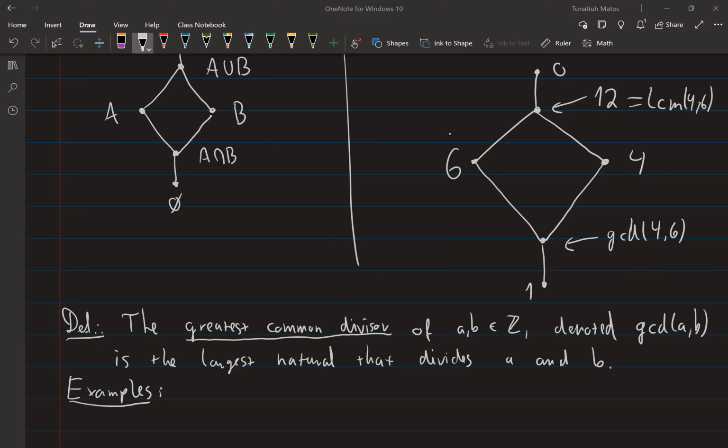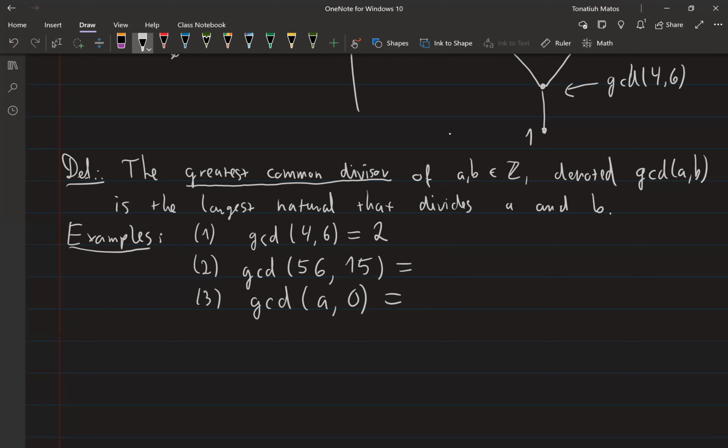What about something more sophisticated like 56, I don't know, and 15? What can you say about the GCD between these two? What is the greatest common divisor between an integer and 0? Everything divides 0, right? What do you think this should be? And then we can prove the first non-trivial property about the greatest common divisor. Let's add a name. So the theorem I want to prove to you is called the Euclidean, or the extended Euclidean algorithm.